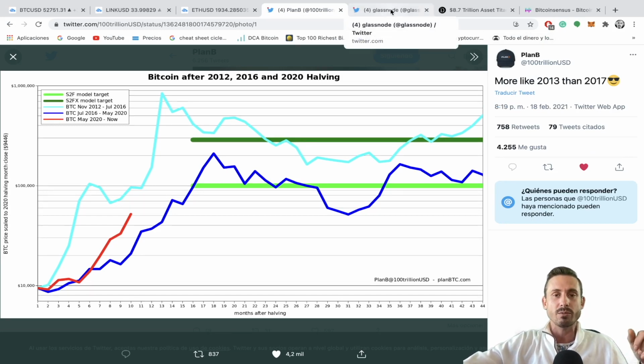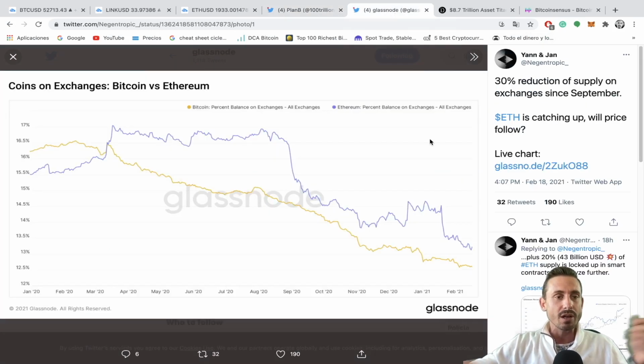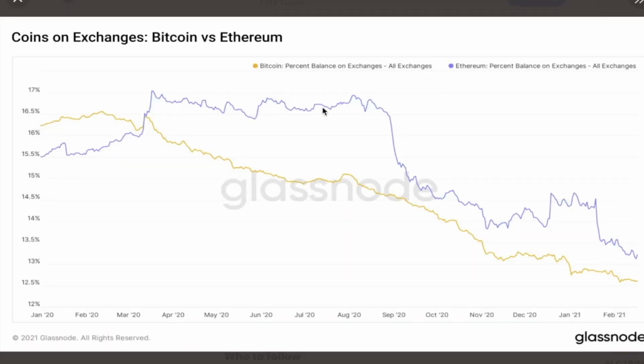Checking out this chart from Glassnode, this is the coins on exchanges of Bitcoin versus Ethereum. In the blue here, we have the Ethereum supply, and in the orange, we have the Bitcoin supply. This percentage here is calculated on the total supply of the coins such as Bitcoin and Ethereum. So if there's about 18.5 million Bitcoin in circulation, there is 16% available on exchanges to sell to the people. In this case, it's a combination of Kraken, Coinbase, Binance, all the major exchanges combined.